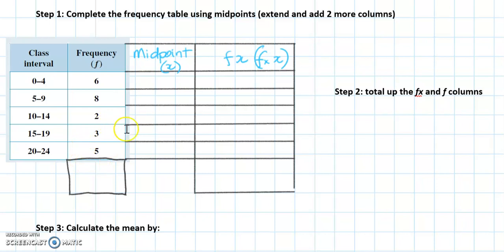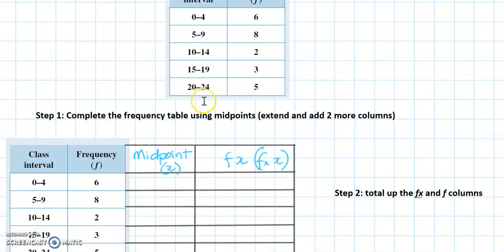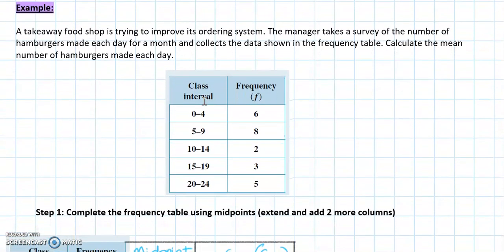The question you're given is: a takeaway food shop is trying to improve its ordering system. The manager takes a survey of the number of hamburgers made each day for a month and collects the data shown in the frequency table. So you are already given a frequency table, and what you need to do is calculate the mean number of hamburgers made each day.